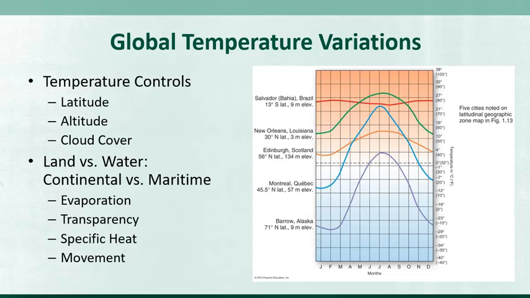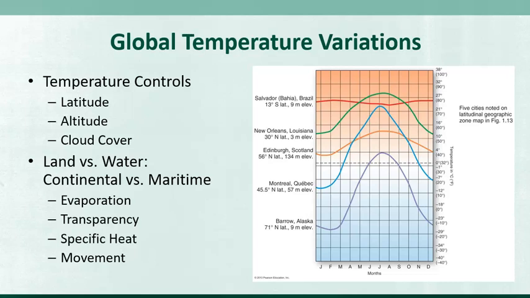Water evaporates energy, causing cooling. Water's transparent, so you have to heat a large mass of it before you get it really warm. It's a little bit harder to heat water as well, and it moves energy around. And as a result of all these things, maritime areas, or places close to water, tend to have much cooler summers and much warmer winter times, whereas continental areas are just the opposite.